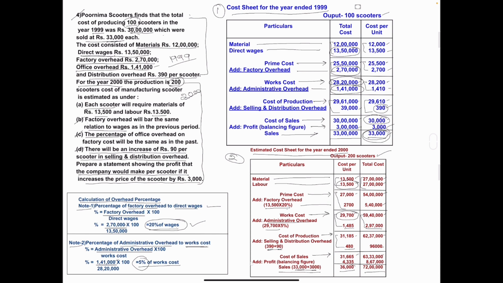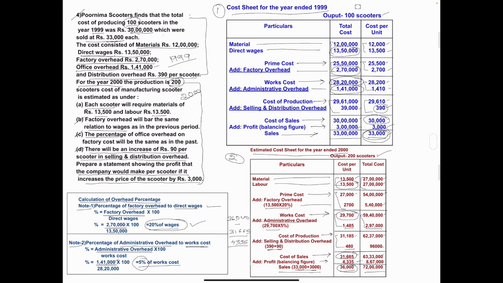From 36,000 minus 31,665 to get the profit, you will get 4,335. Understood how? 36,000 minus 31,665, you will get 4,335. This is the profit on per scooter.